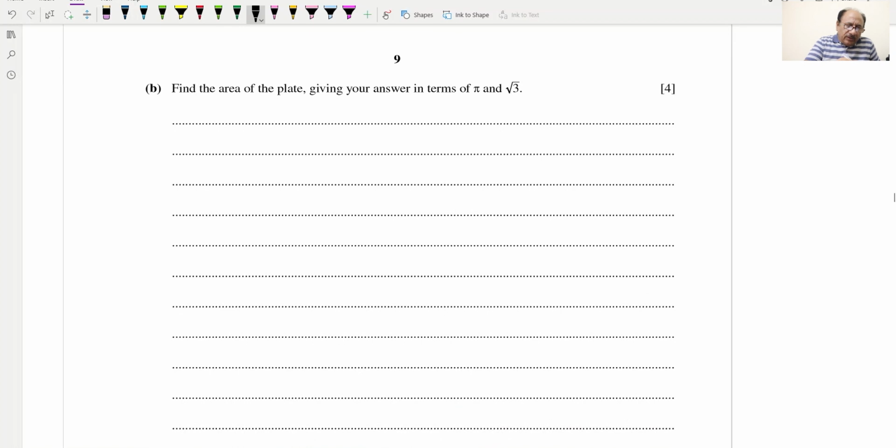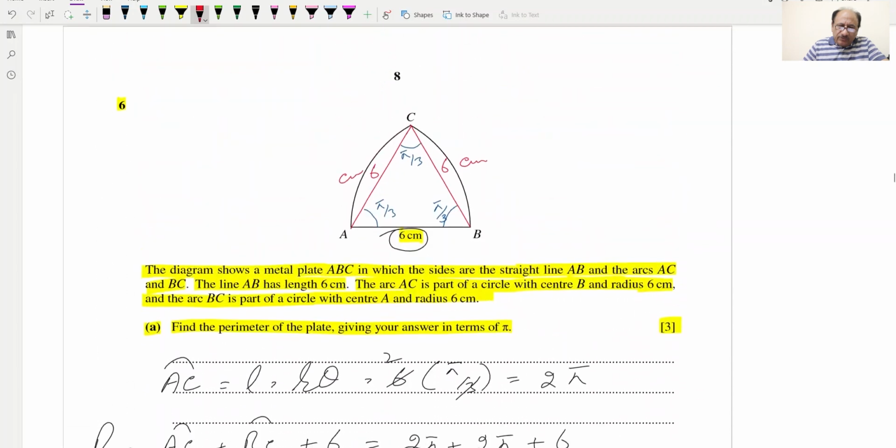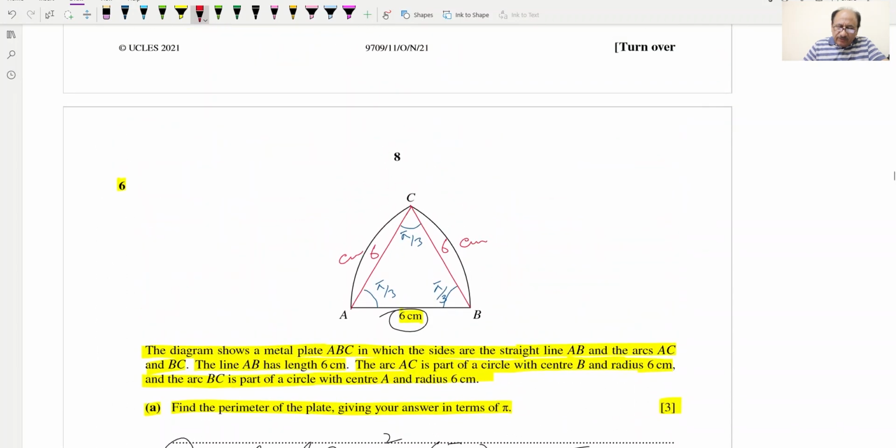Now the B part says find the area of the plate, giving your answer in terms of pi and root 3, and this is a 4 mark question. Area of plate, how will we find the area of the plate? Basically we will find the area of a sector.